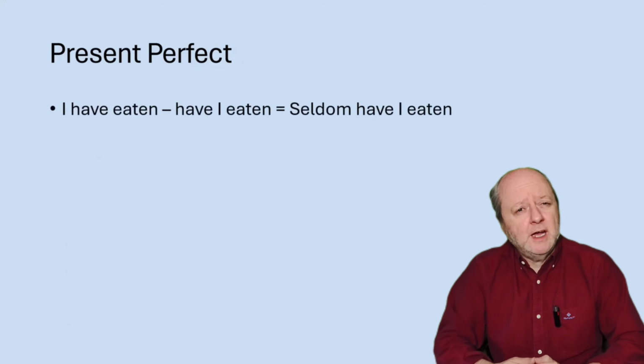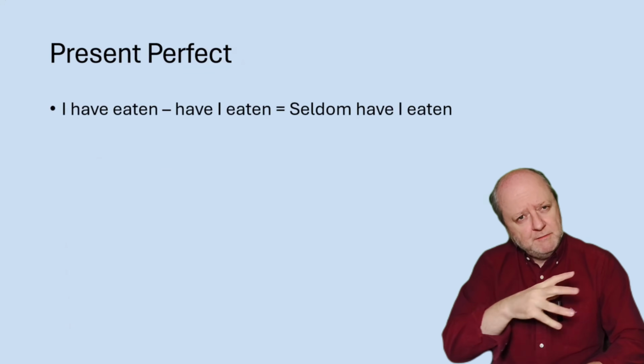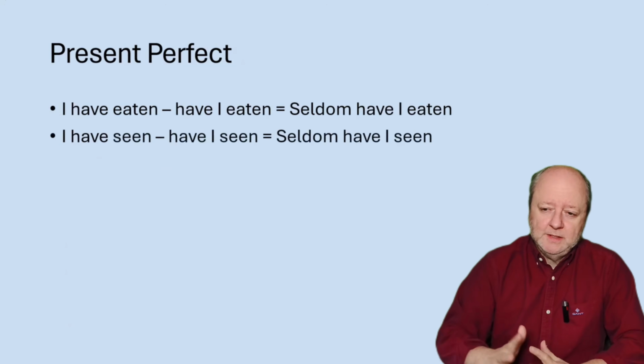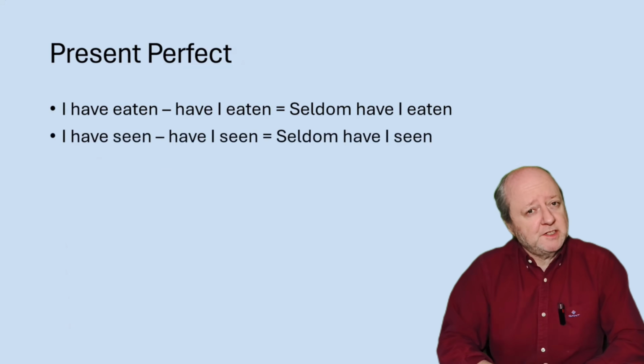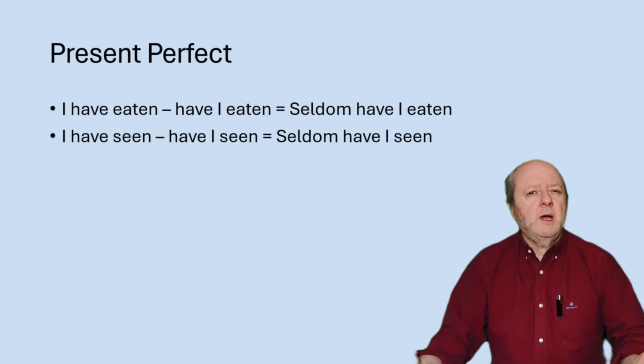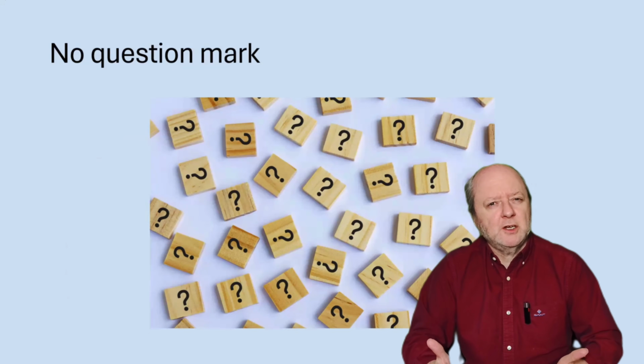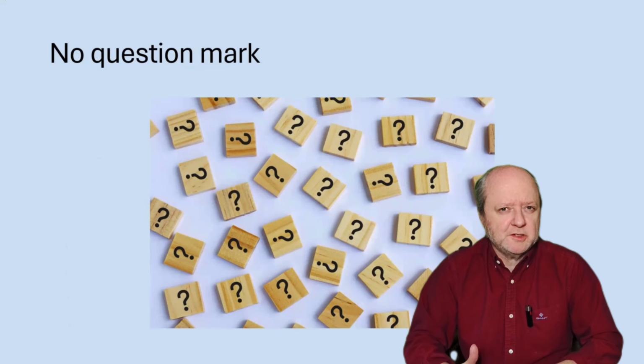We can also do it with present perfect. I have eaten would become have I eaten, and that would become seldom have I eaten. I have seen becomes have I seen, seldom have I seen. So remember, there's no question mark. It's phrased like a question, but it isn't a question, so it's a statement.